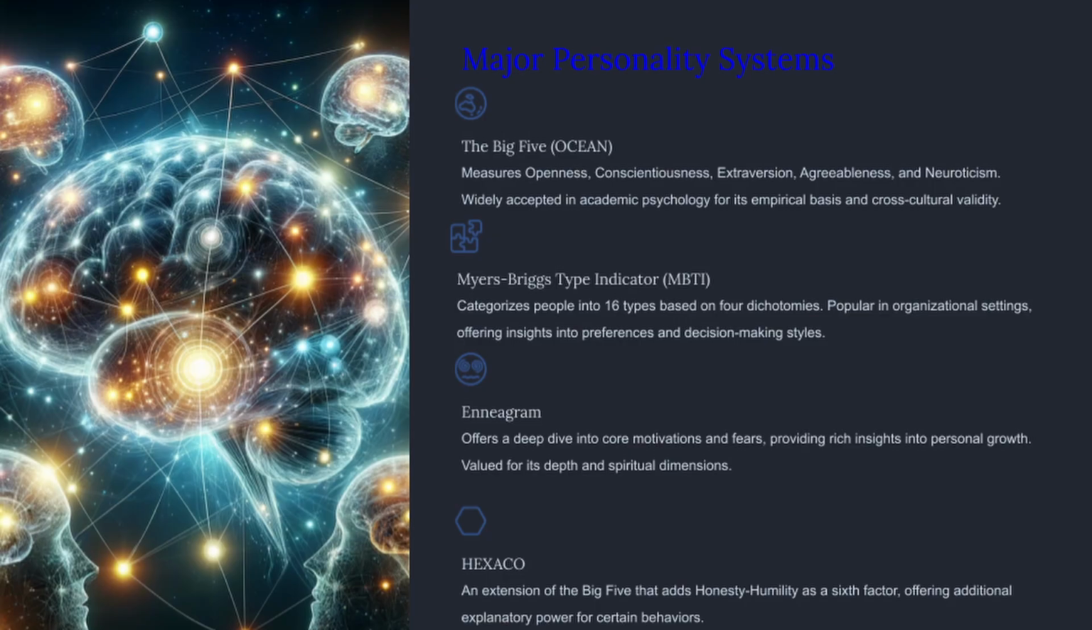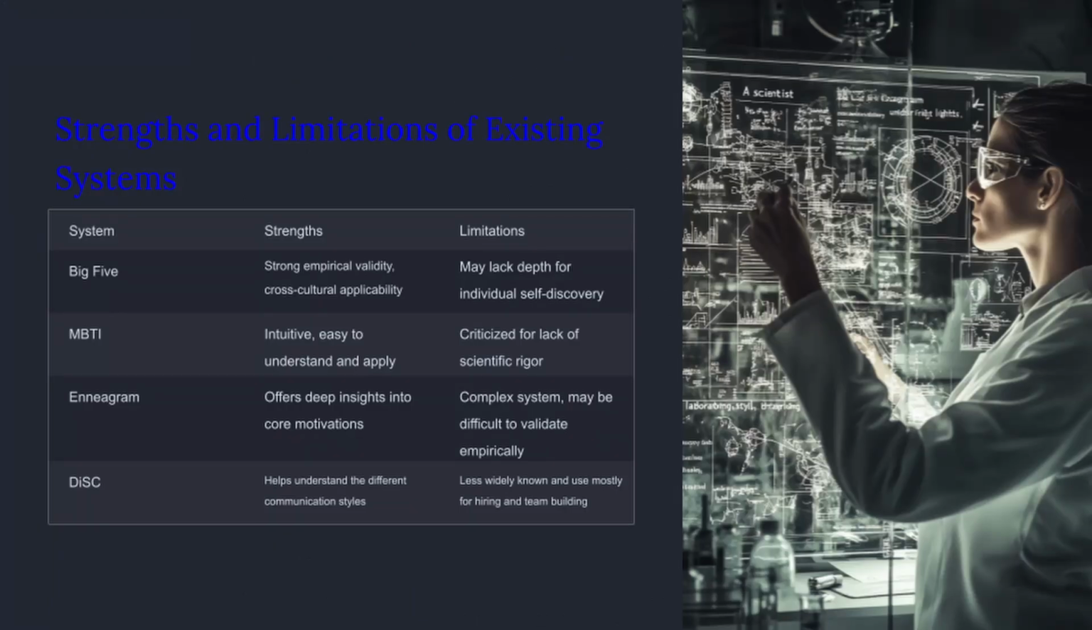So the strengths and limitations of existing systems like the Big Five is it's empirically verified for the most part, but it doesn't give you a lot in terms of, how is this useful to me? MBTI is very easy to understand and intuitive for people. It's how myself and a lot of people get into personality systems, but it's not as scientifically rigorous.